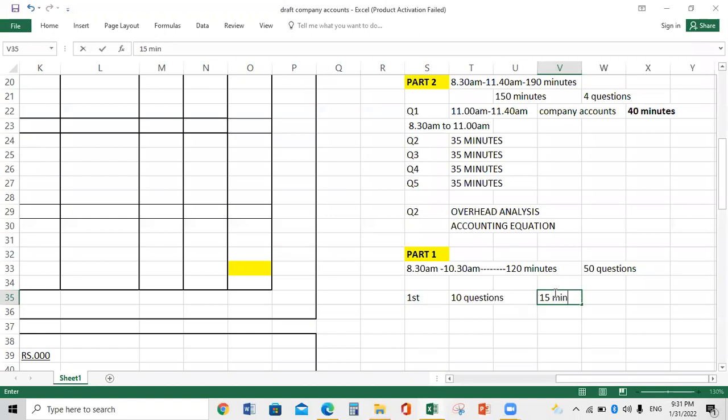Why, guys? Because when you go to part 1, the last few parts of the questions will be difficult. For example, marginal costing questions, you have to spend more time. The first 10 questions will be accounting equation or maybe accounting concepts, and the first question will be from chapter 1, introduction to accounting. So that's easy, right? So try to do within 15 to 20 minutes. Just try to save at least 5 minutes from the first 10 questions so you can spend on the difficult ones.